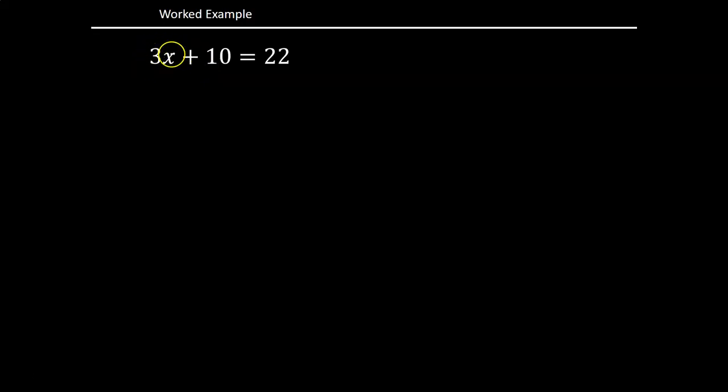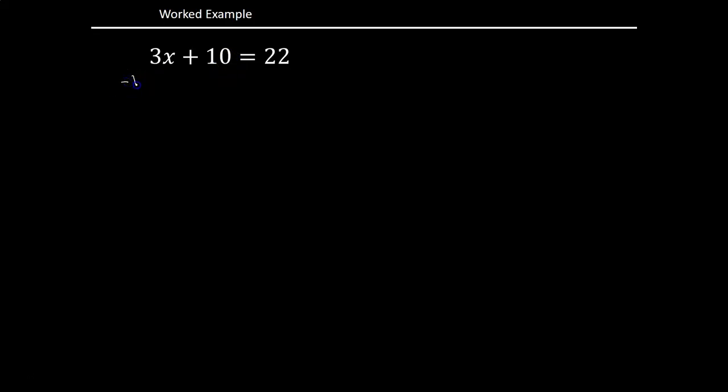Now, I could divide by 3 first, but if I divided by 3 first, I would have to divide the 10 by 3 and the 22 by 3. That would get quite complicated. I'd have some fractions involved. So let's see what happens if we do the alternative. The alternative is subtract 10 first. That would make things much easier. That would make the 10 leave this side, and I can subtract 10 from 22 very easily.